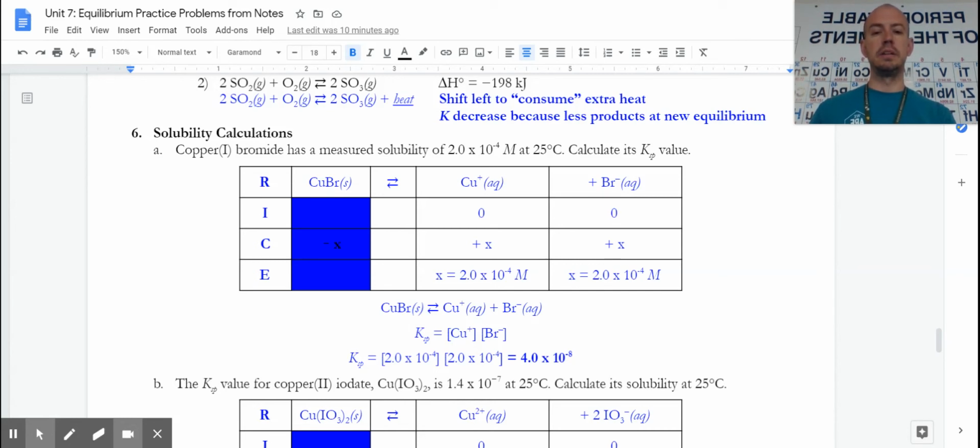In terms of a KSP, it is here. Once again, solids, but also liquids, are not included in K expressions. That's why it's a solubility product. We're just multiplying the two things. We put the two values in, we get our answer.